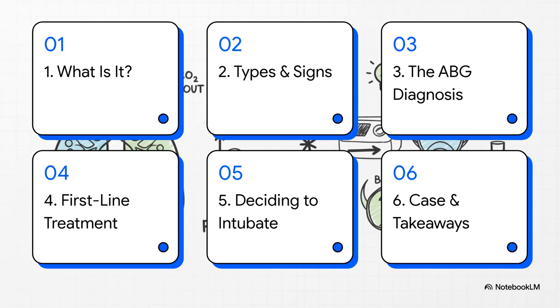So here's our game plan. We'll start with the basics. What even is respiratory failure? Then we'll get into the different types and how to spot them. After that, it's all about the hard numbers, the ABGs. Then we'll talk treatment, the step-by-step ladder of care, and focus on that huge decision, when to intubate, and we'll wrap it all up with the case study to make it all stick.